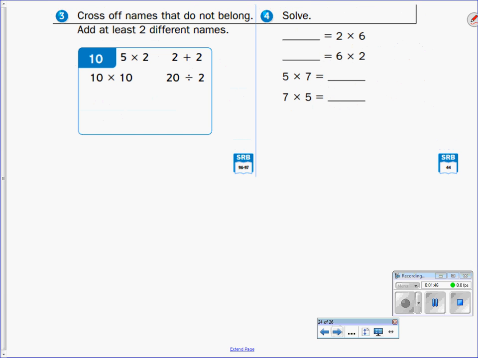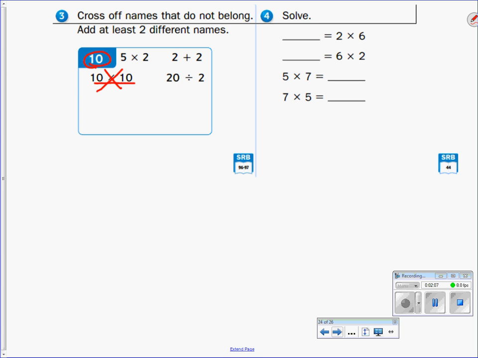Okay, number 3, you're going to cross off the names that do not belong. You're going to add at least 2 different other names. So the name of our box is 10. So anything in this box has to equal 10. Well, we can look at this one right away and know that 10 times 10 is definitely going to be more than 10, so we're going to get rid of that one.